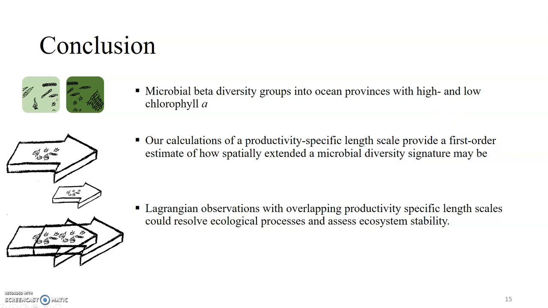As a future perspective, we could apply Lagrangian observation with overlapping productivity length scales, and then we could resolve ecological processes at a finite resolution and validate our observations of this study. We could then use this to identify ecosystem boundaries to better understand and monitor our ecosystems and the ecosystem functions.